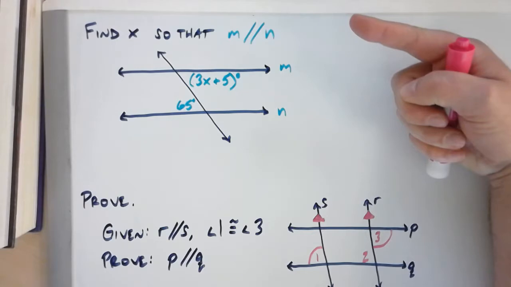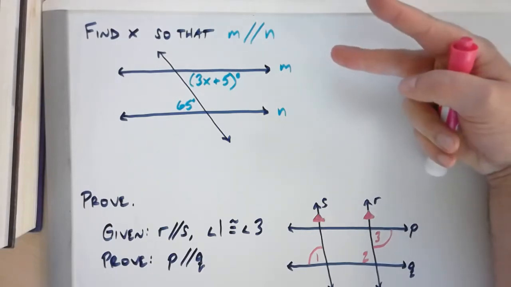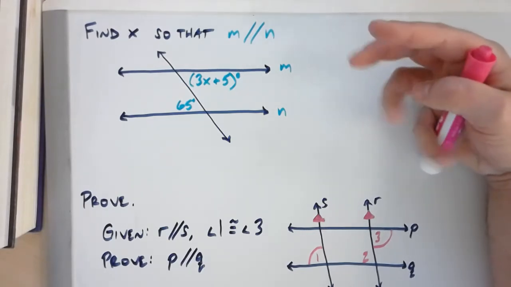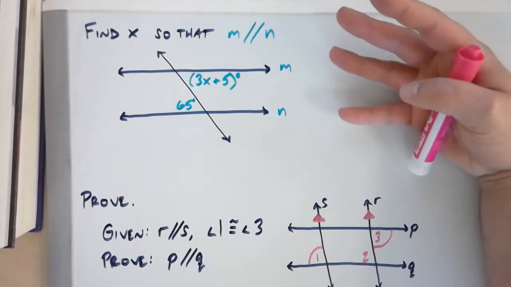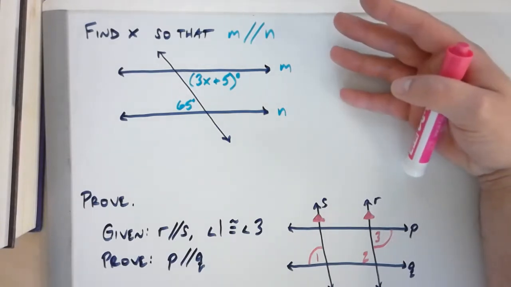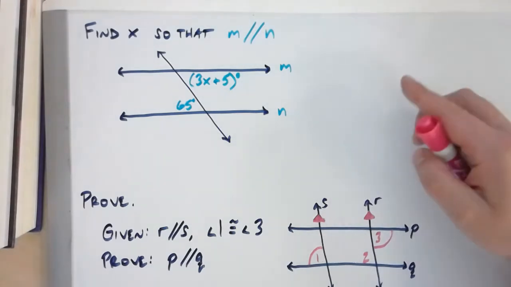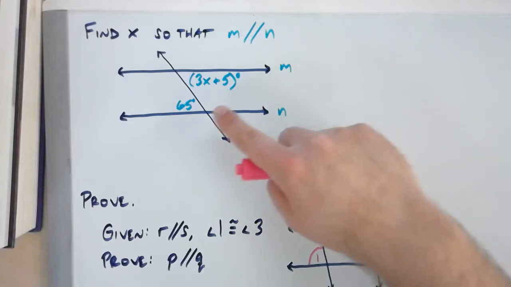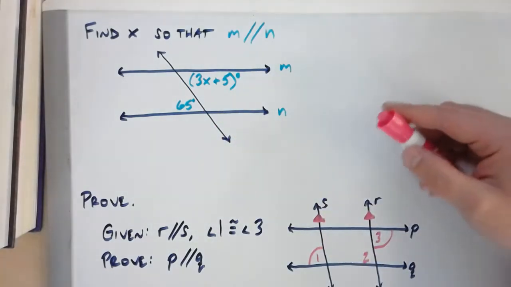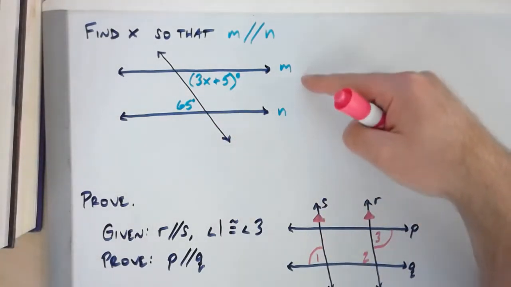Corresponding angles have to be congruent. Alternate interior angles have to be congruent. Alternate exterior angles have to be congruent. And finally, consecutive interior angles have to be supplementary. They have to add to 180. So based on the position of my angles here, I'm going to use these pieces of information to write an equation that's going to force these 2 to be parallel.